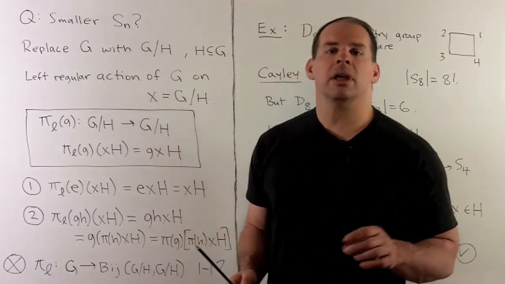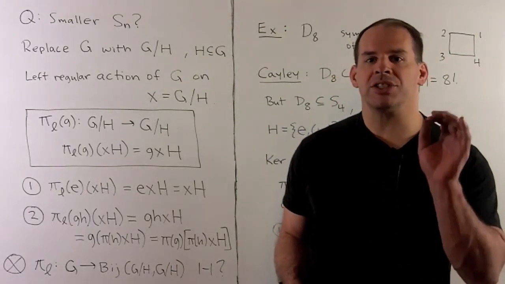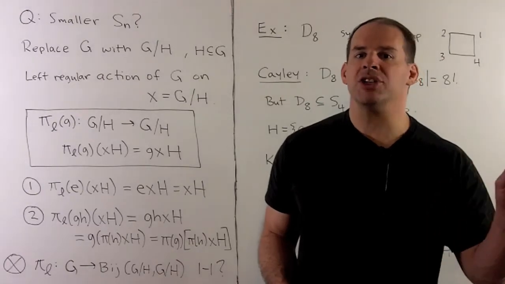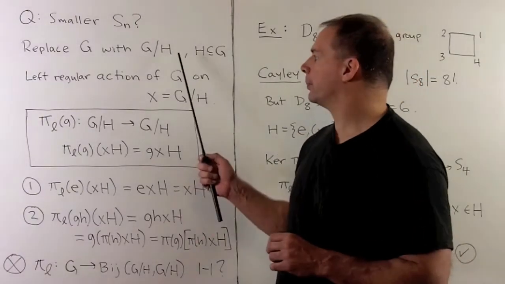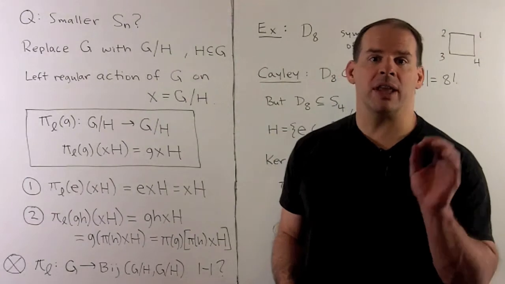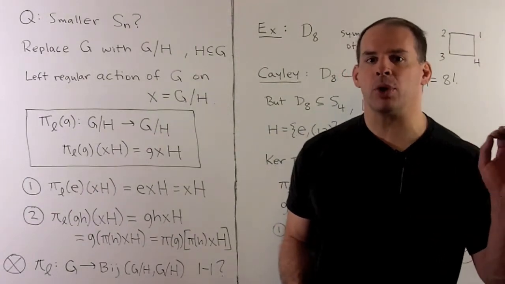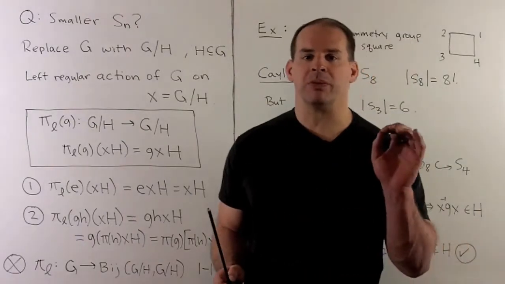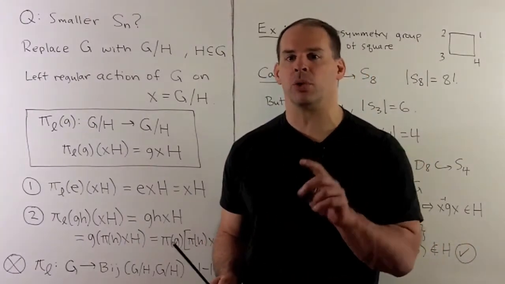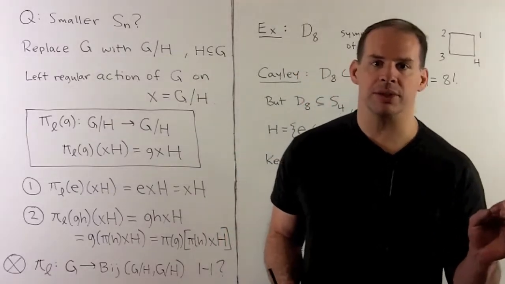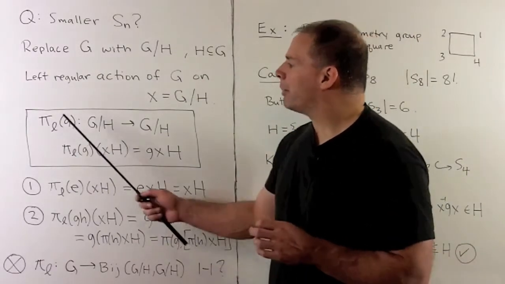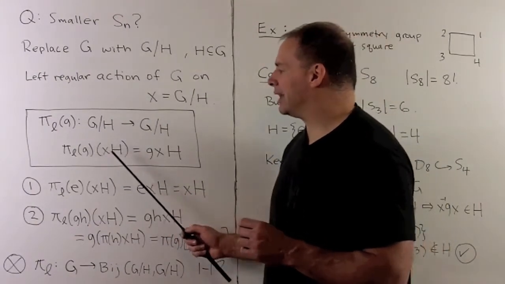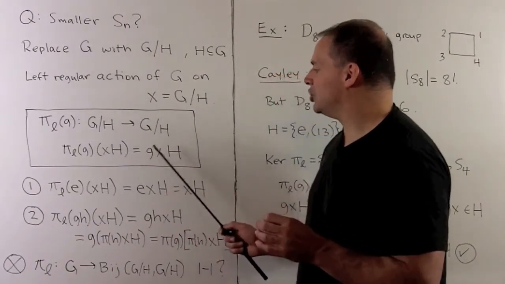Instead of using the group G for our set, we can instead try G mod H, the left coset space, where H is some subgroup in G. We'll call this the left regular action of G on the left coset space, G mod H. Our definitions are going to be as before, except now instead of acting on points in the group, we're acting on left cosets. So pi of g is going to carry G mod H to itself. Pi of g on the left coset xH is just gxH.